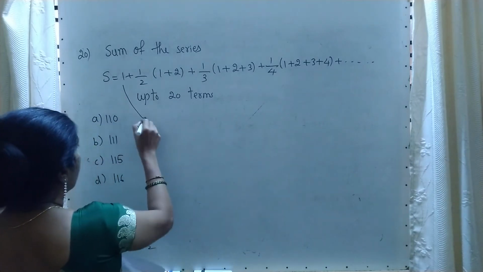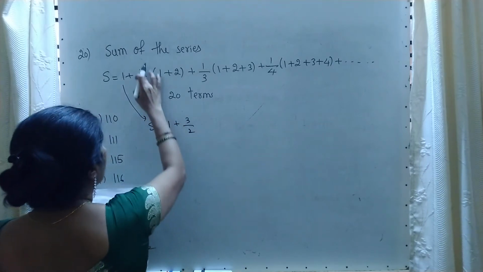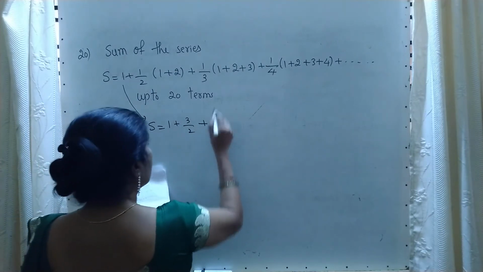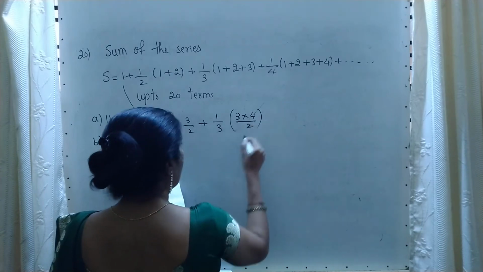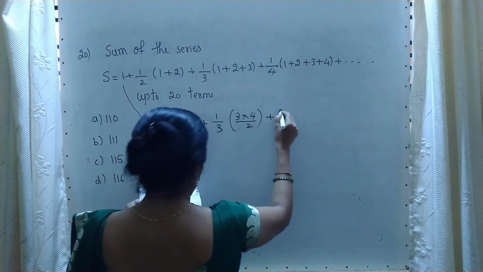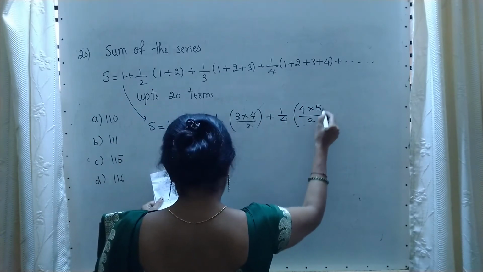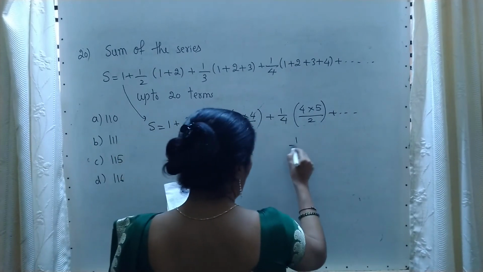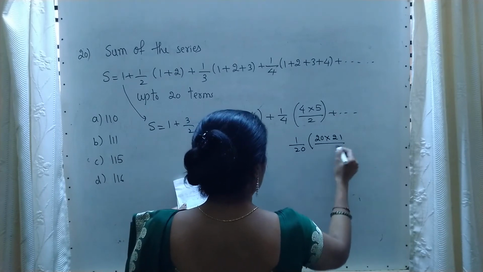See how I am arranging this. 1 plus 3 by 2, 1 by 2, 1 plus 2 is 3, 3 by 2 plus 1 by 3. This I am writing as 3 into 4 divided by 2. Why? 2 2s are 4, 3 2s are 6. Here we are getting 6. Next, 1 by 4, I am writing as 4 into 5 divided by 2. Continuation. Can you tell me what is the 20th term? 1 by 20, 20 into 21 divided by 2.